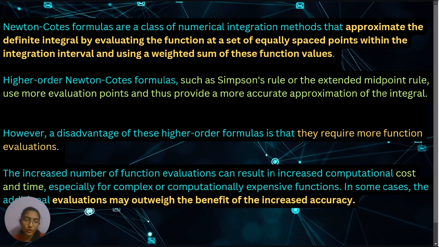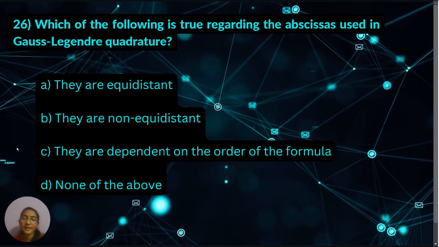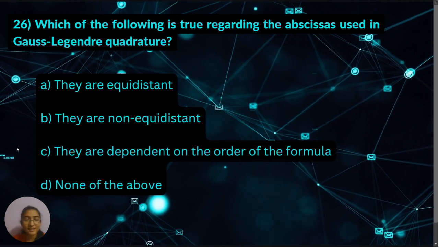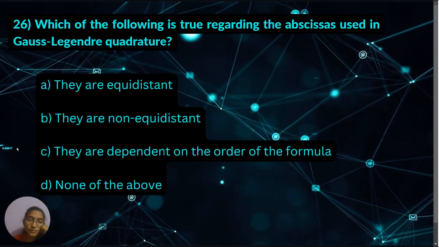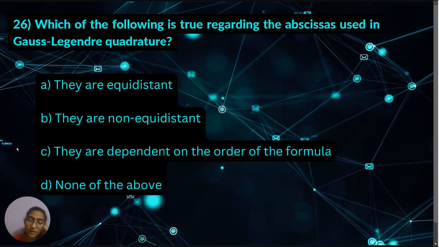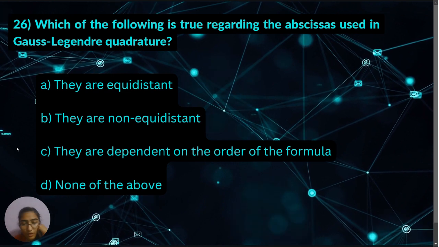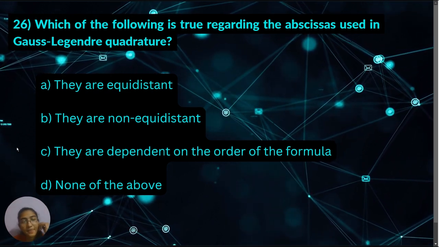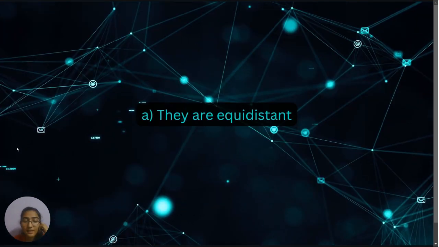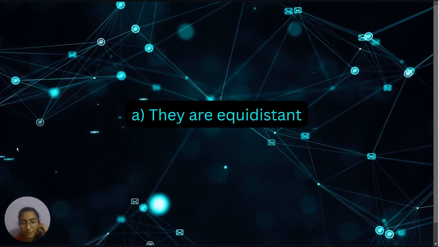Now let's get on to the next question. Which of the following is true regarding the abscissas in Gauss-Lagrange quadrature? They are A, equidistant, B, non-equidistant, C, dependent on the order of the formula, or D, none of the above? So the answer is A, they are equidistant. We already discussed the Gauss-Lagrange formula, so let's jump on to the next question.